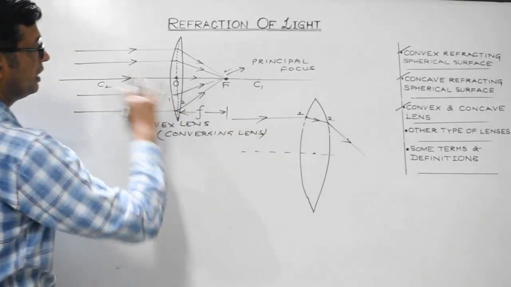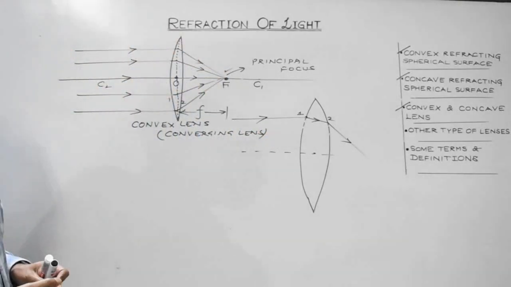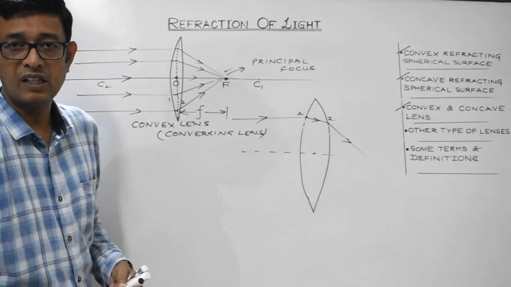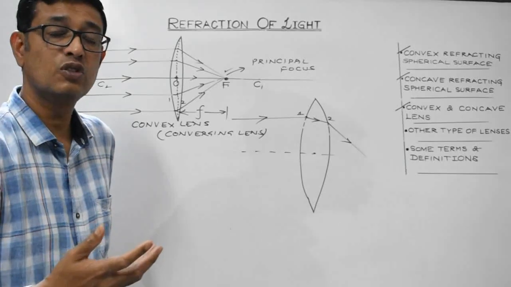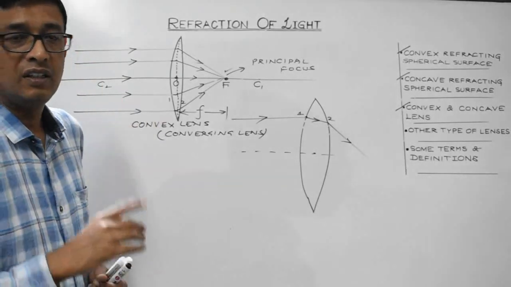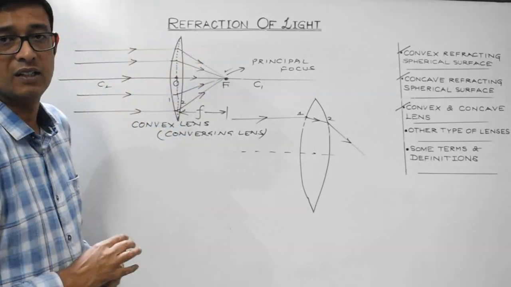Because it converges the rays to a particular point. Right? So again, I must repeat, a question may be asked like, why convex lens is also known as a converging lens? Explain your answer with the help of a ray diagram. In such a case, you are supposed to draw this particular diagram, right?